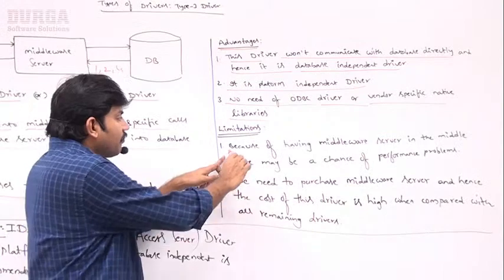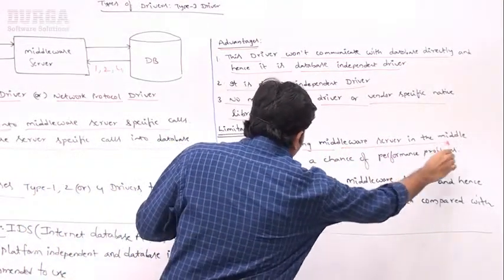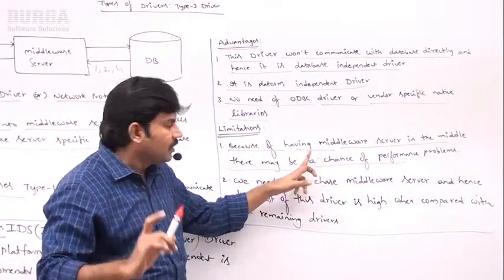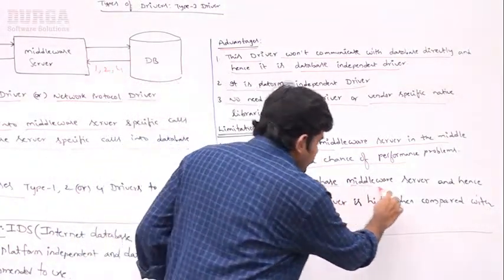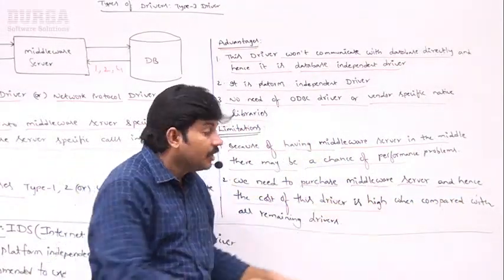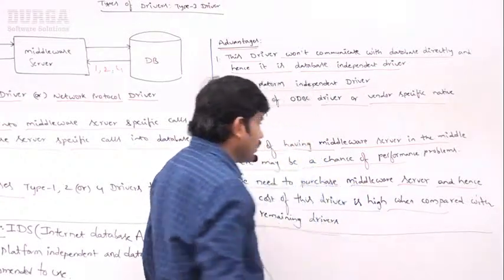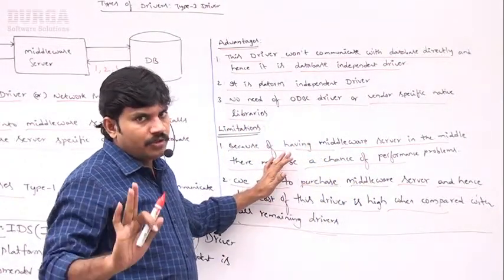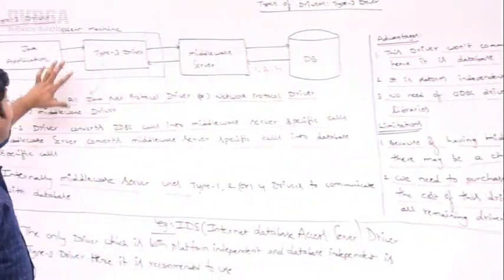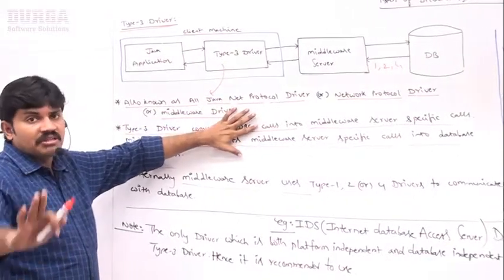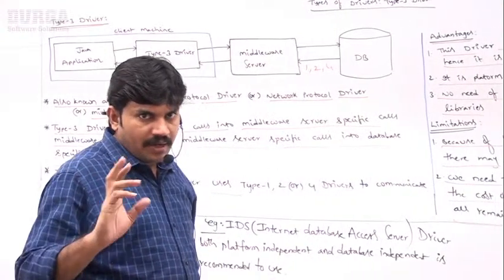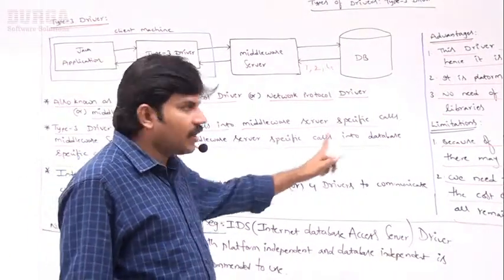Have you observed, right? Because of having a middleware server in the middle, there may be a chance of performance problems. That is problem number 1. Second, we need to purchase the middleware server, and hence the cost of this driver is high when compared with all remaining drivers. Clear for all of you, right? So these are the advantages and these are the disadvantages. Next, what is the functionality of the type 3 driver? It is very clear. If anyone in the room asks you to explain the type 3 driver architecture, you can explain all these things.